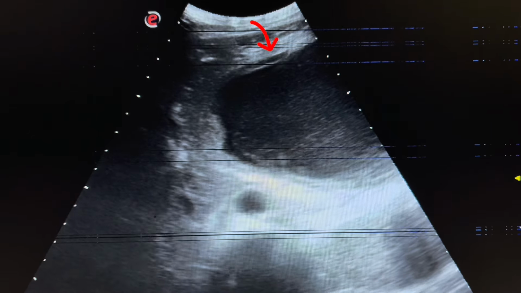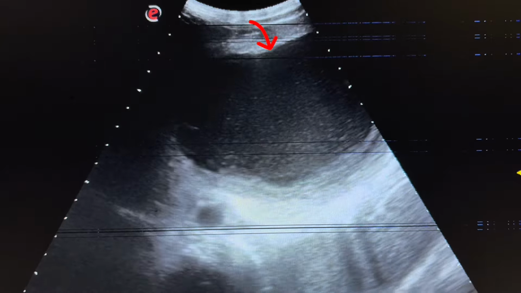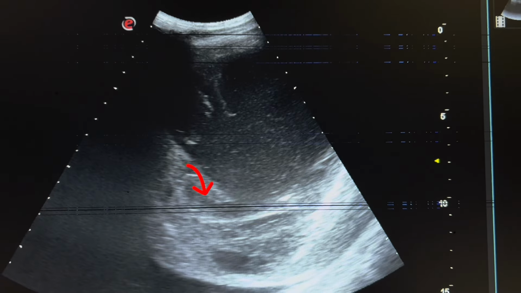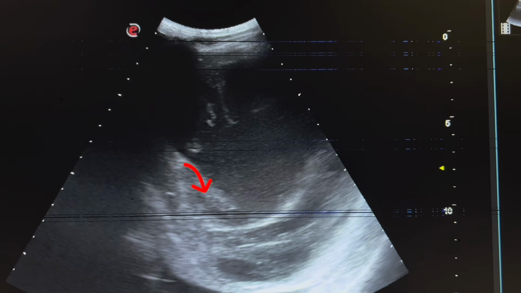Now we will continue scanning to find out the origin of this cyst. Tilting the probe downward, the cyst is continuous with the duct.